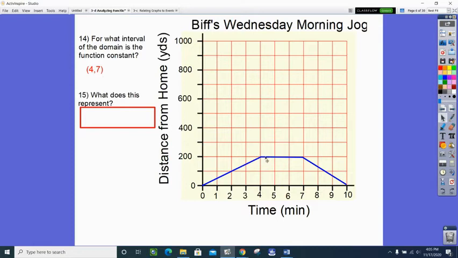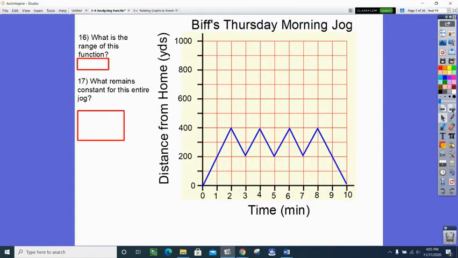What does this represent for this 4 to 7 minutes? What is he doing? He's not changing. His distance from home isn't changing. He's not moving. So maybe he took 3 minutes to tie his shoe. I can't believe he would tie his shoe that long. He's chatting with a friend or something. Answered his phone.